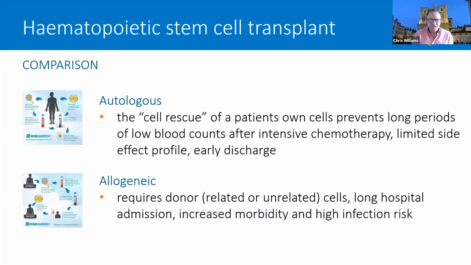So what's the comparison? The autologous, or their own cells, the cell rescue of a patient, prevents long periods of low blood counts after intensive chemotherapy. There's a limited side effect profile because it is their own cells, which means they get quite an early discharge. As opposed to the allogeneic, which requires that donor, they're related or they're unrelated. There will be long hospital admissions, there'll be increased morbidity because of the type of conditioning and their time to really regrow that new marrow. And that means they have a high infection risk as well. So two very different types.